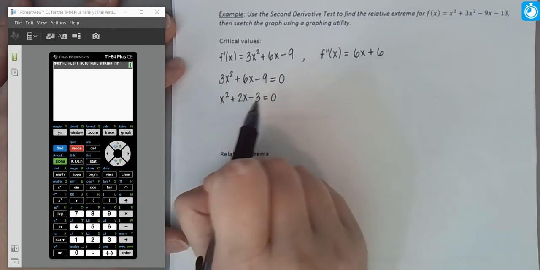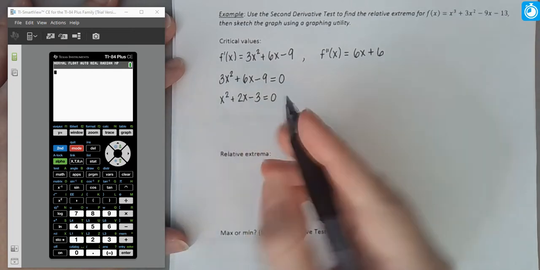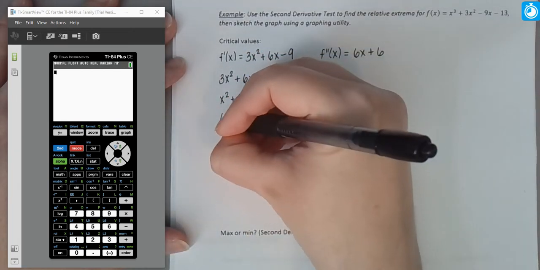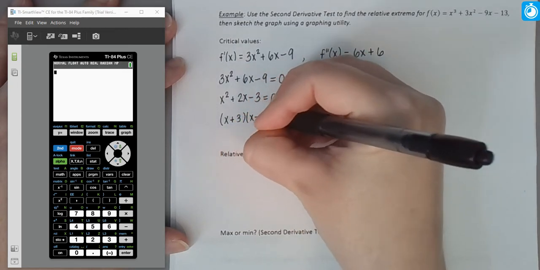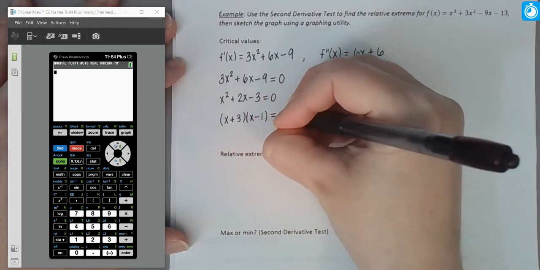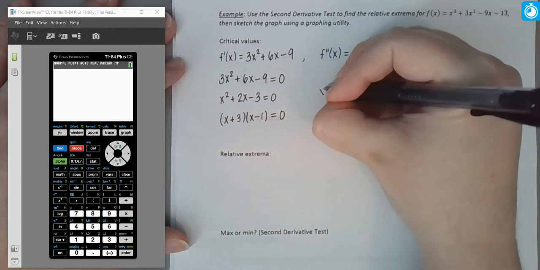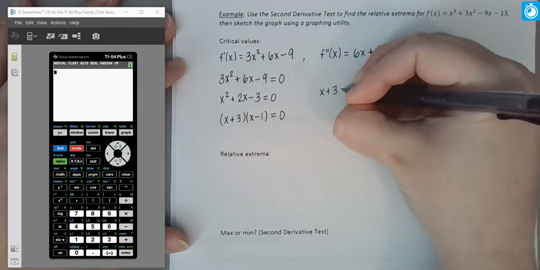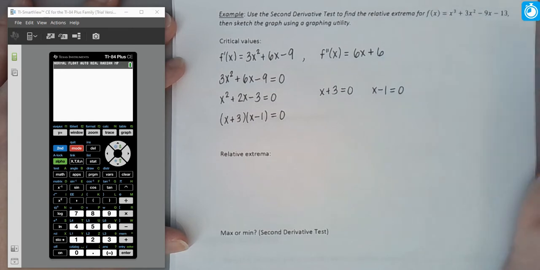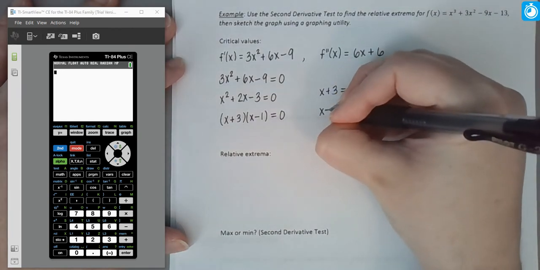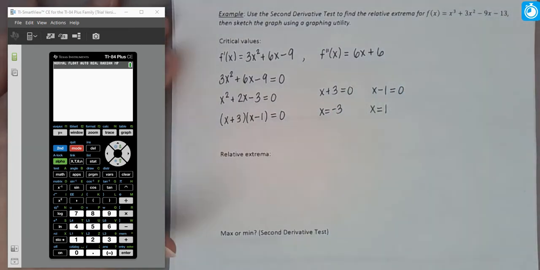So now I want to factor this. So I'm looking for numbers that multiply to give negative 3, that also add to give positive 2. And that's going to be a positive 3 and then a negative 1. Now once it's factored, I can set each factor equal to 0. So we know that x plus 3 could be 0, or x minus 1 could be 0, which corresponds to critical values at negative 3 and at positive 1.